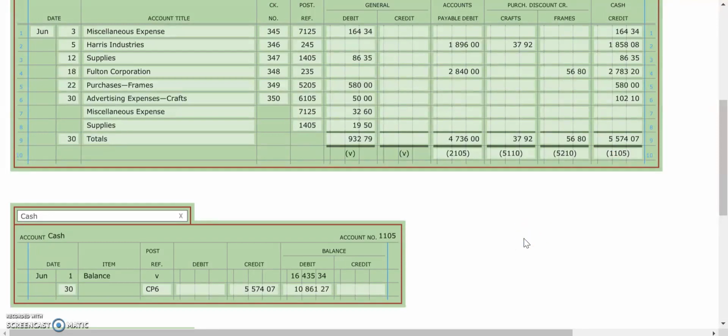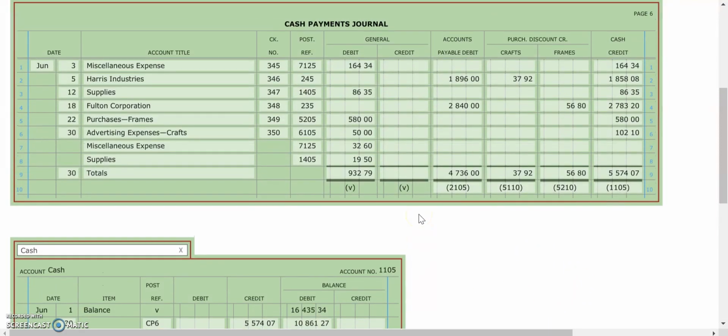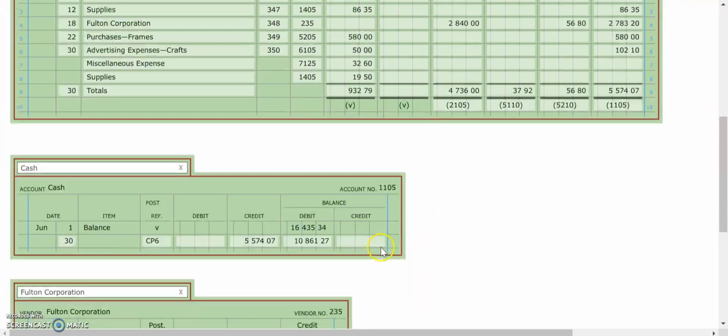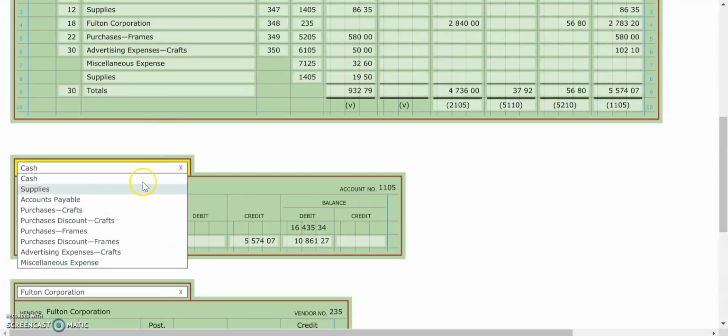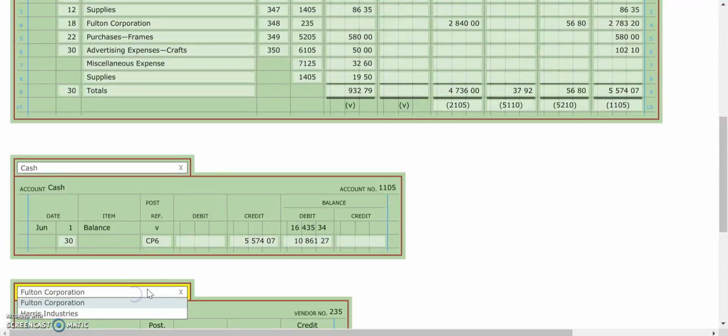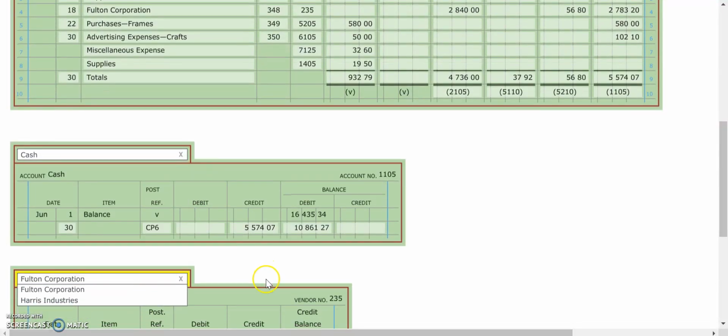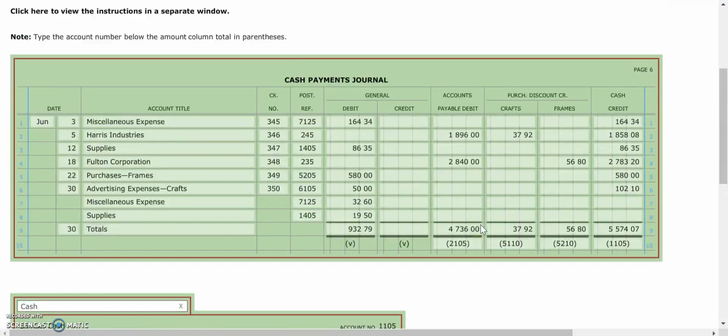So once we've done that, we now have our completed cash payments journal, and we have our general ledger filled out, all the ones that we needed to, as well as our accounts payable ledger with our two vendor accounts. So that's what I have for you.